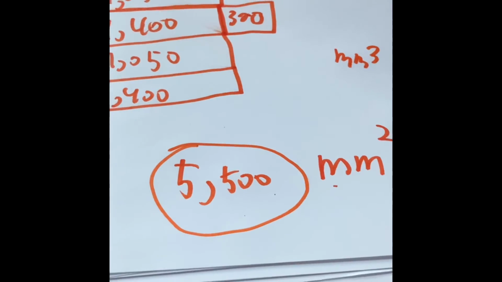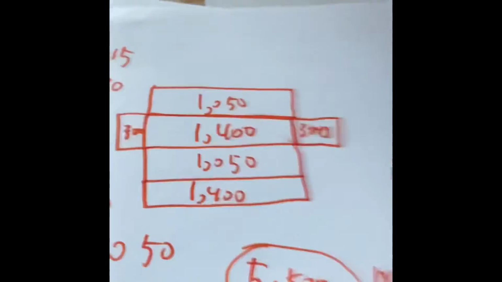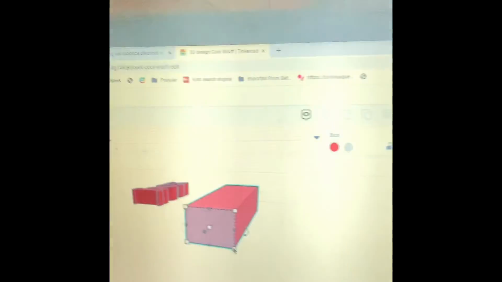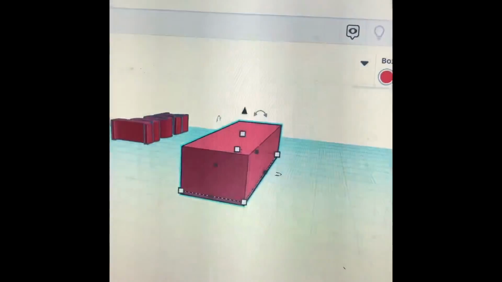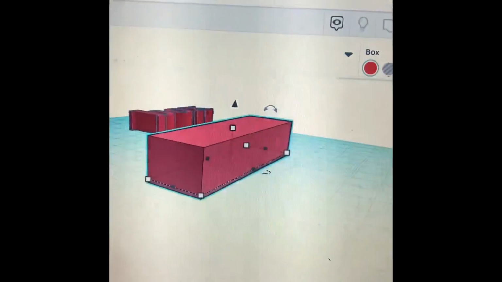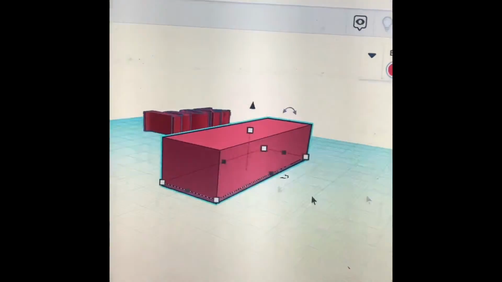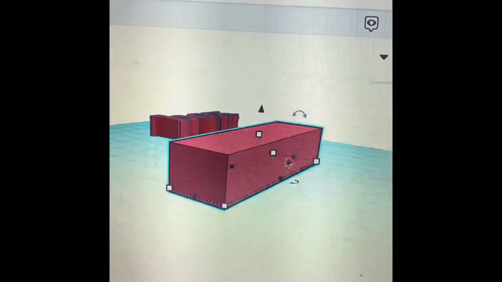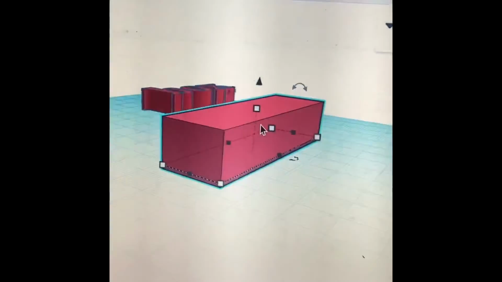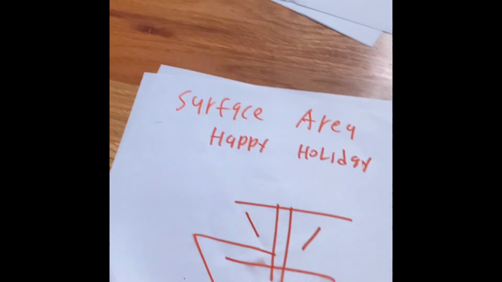Here is our answer. If you measured in millimeters and you wanted to wrap this box or this figure with wrapping paper for Christmas, it would take 5,500 square millimeters of wrapping paper to cover this whole thing. That is the surface area.